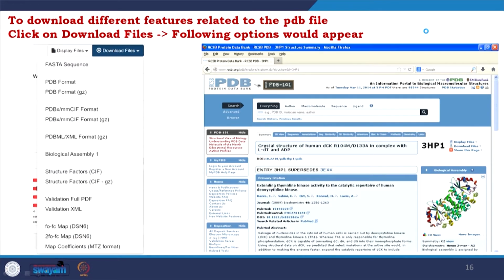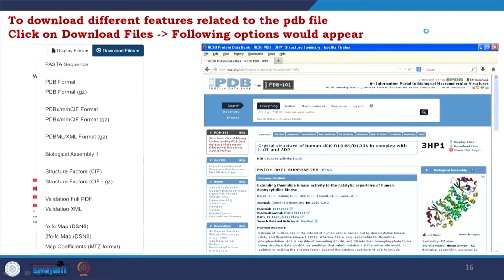Coming to the downloading. So, there are two options, display file and download file. The download file option is more vivid. Here we have the FASTA sequence format, which I have already talked about. PDB format we have discussed, PDBx/mmCIF we have discussed, PDBML, XML, another alternative, biological assembly.